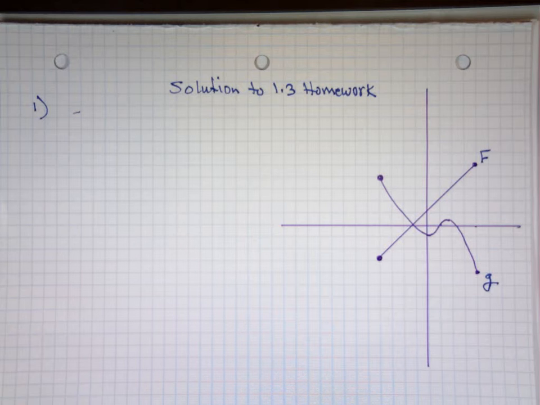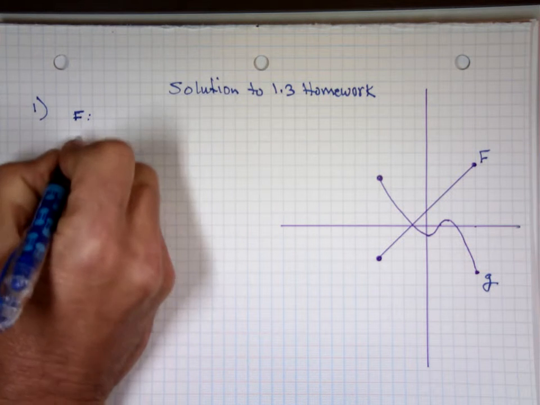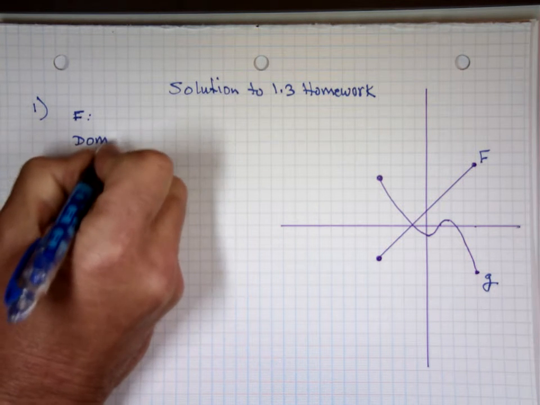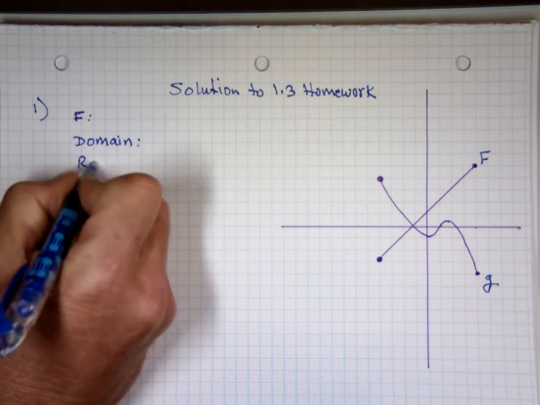In this graph, and that's probably close, I'm going to get to the actual one in the software. Can you tell me the domain and the range for each one, for f and for g? Let's begin with f. Your domain is the x value, and your range is the y value.